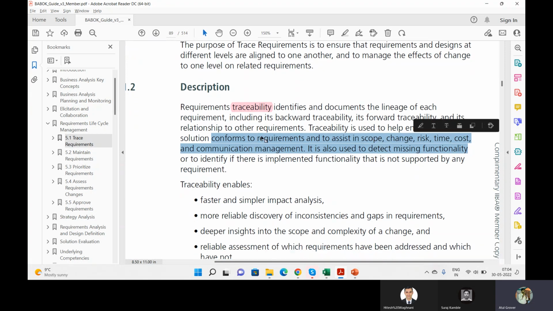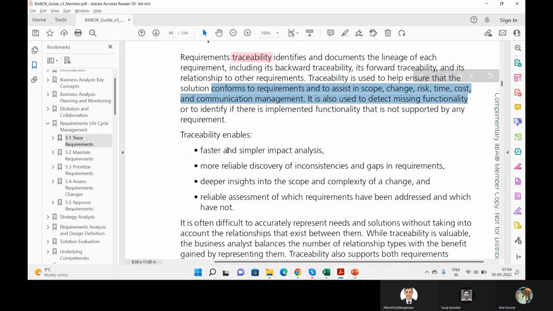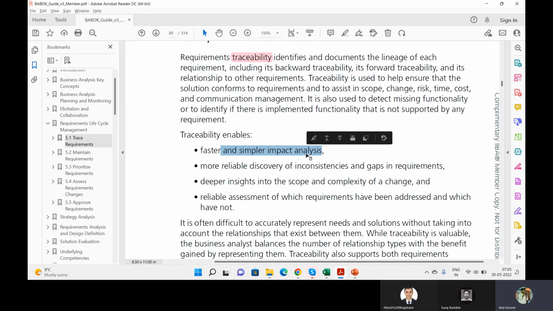Okay, this traceability helps with faster and simpler impact analysis. If you get the data in Excel format, you are easily able to see that if I do this thing, it can impact the other thing as well. It is reliable for the next level of discoveries or gaps as well. Traceability actually gives depth to the designing part and the complexity of the change.